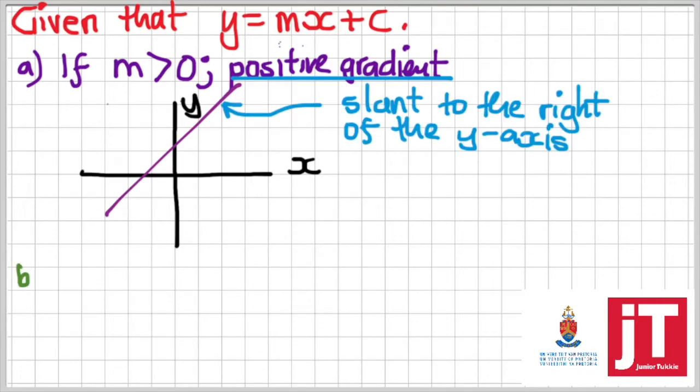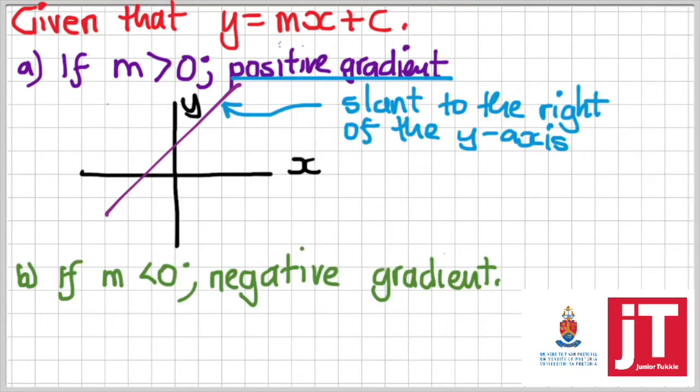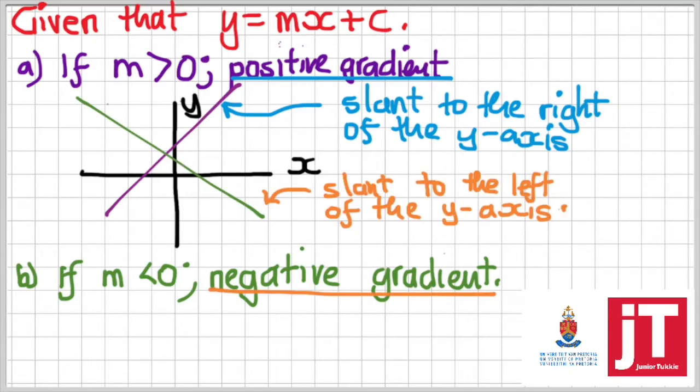Similarly, if the straight line has a negative gradient, it will slant towards the left, just like that green line. Those are two important concepts that you should conceptualize as you're looking at any straight line function that you're given.